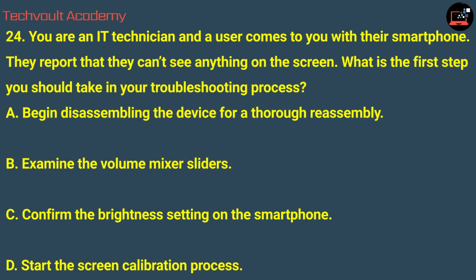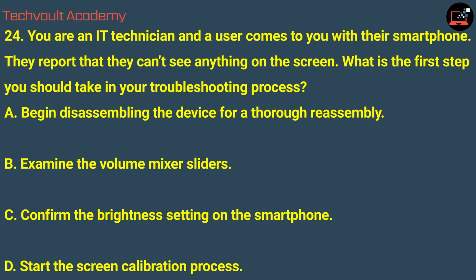24. You are an IT technician and a user comes to you with their smartphone. They report that they can't see anything on the screen. What is the first step you should take in your troubleshooting process? A. Begin disassembling the device for a thorough reassembly. B. Examine the volume mixer sliders. C. Confirm the brightness setting on the smartphone. D. Start the screen calibration process.